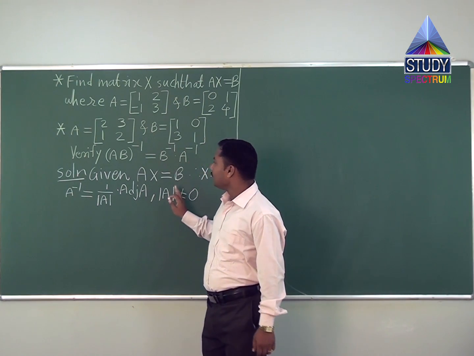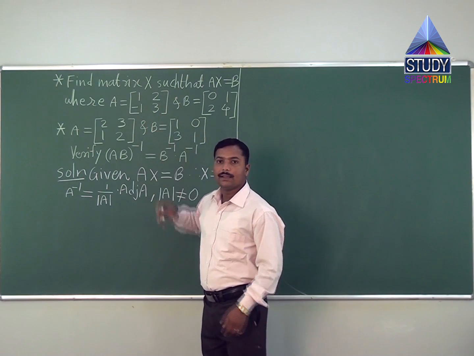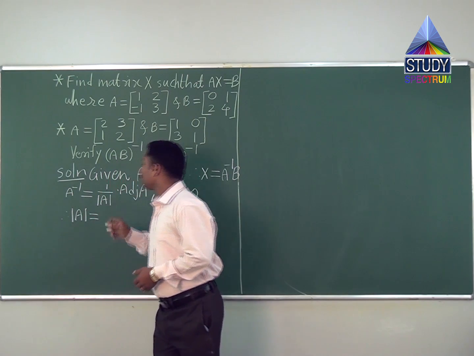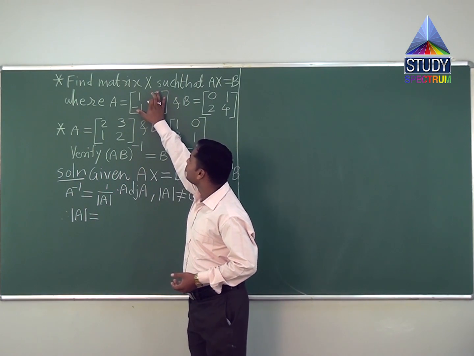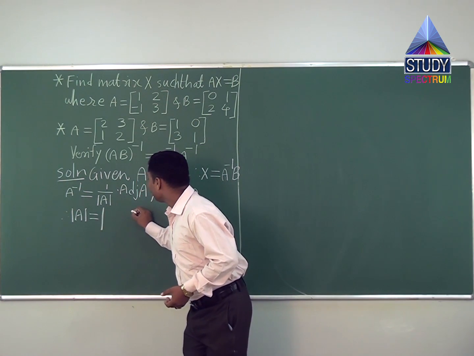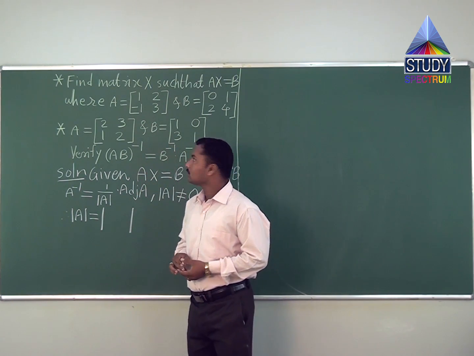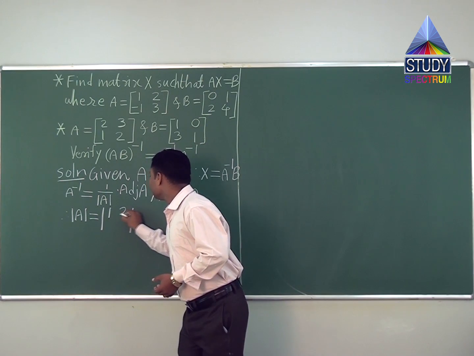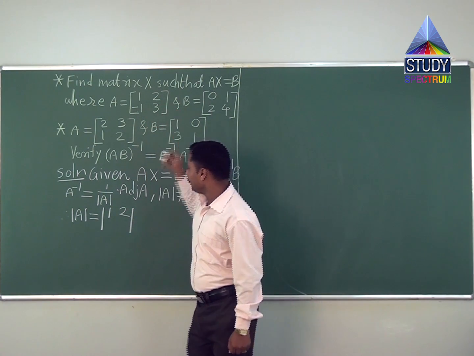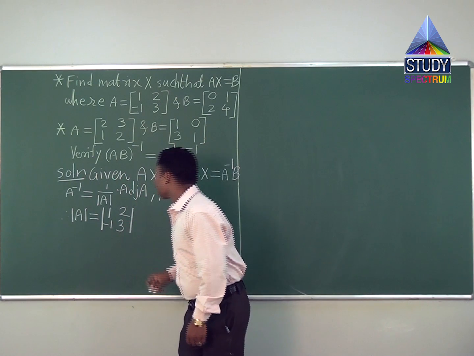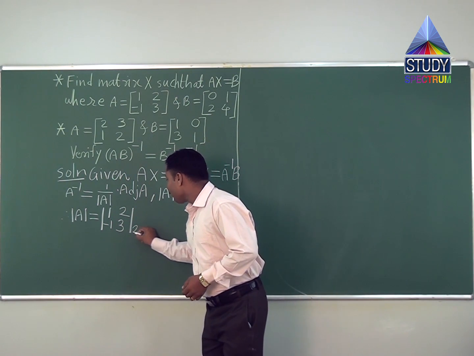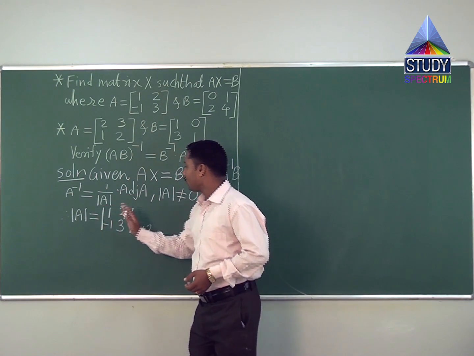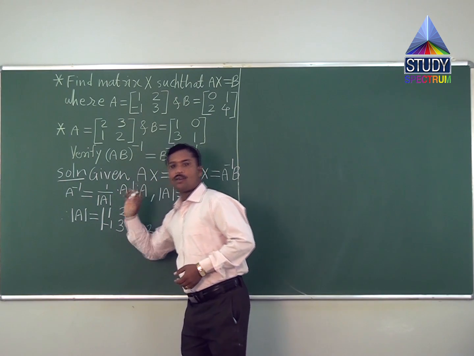So first we find the determinant of the given matrix A. So determinant A equal to, we find the determinant of this matrix. Determinant notation is two vertical bars. First row 1, 2, second row minus 1, 3. This is a 2 by 2, second order determinant. This is first row, second row, this is first column, second column.